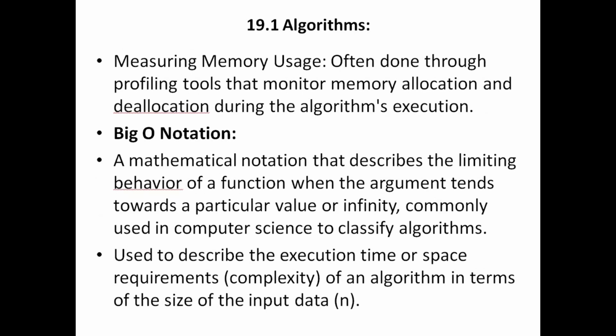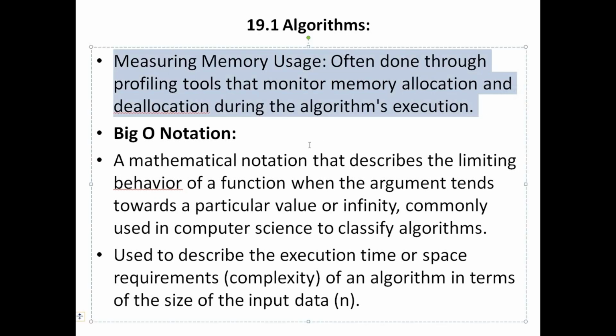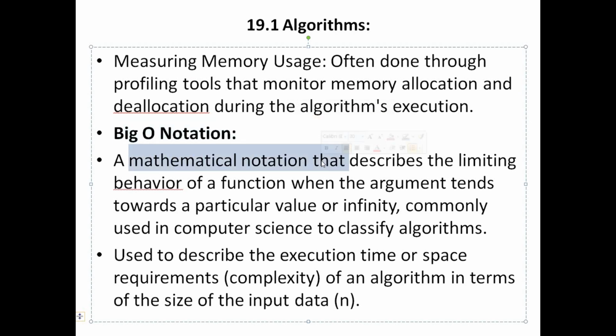Now big O notation. I've deliberately left this line, you can read it yourself. It's not really important. Big O notation is a mathematical notation that describes the limiting behavior of a function when the argument tends towards a particular value or infinity. Basically, it is used in computer science to classify the complexity of algorithms. It is used to describe the execution time or space requirement, meaning complexity of an algorithm, in terms of the size of input data n.